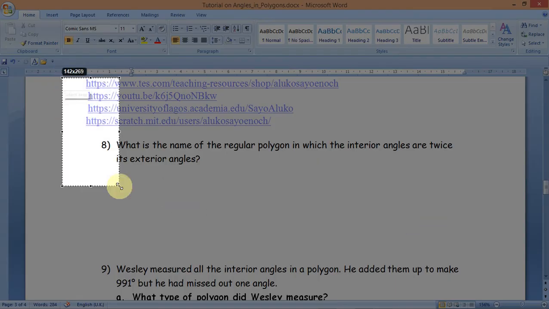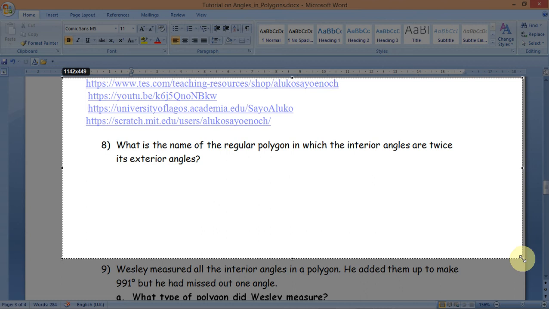Okay, question 8 now. Question 8 says: what is the name of the regular polygon in which the interior angle is twice its exterior angle? So guys, this time we want to relate the formula for interior and exterior angle. You have to be careful and read very well. This has nothing to do with the sum of the interior angles or each interior angle. What they're talking about is that the interior angles are twice the exterior angles.